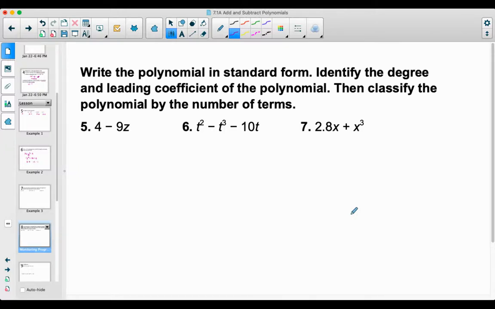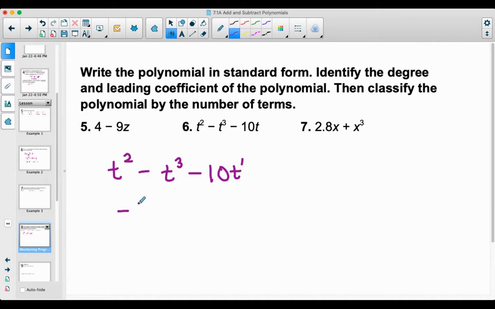Okay, let's try a couple more before we move to adding and subtracting. Let's take a look at number 6. So we have t to the second minus t to the third minus 10t. So that t has a power of 1. It says write it in standard form, identify the degree and leading coefficient, and then classify the polynomial by the number of terms. So if you look, our highest exponent is this 3.